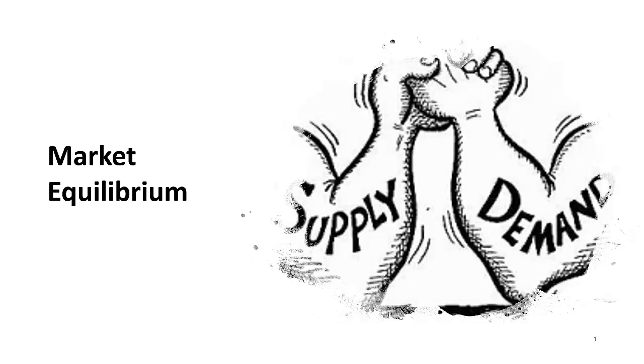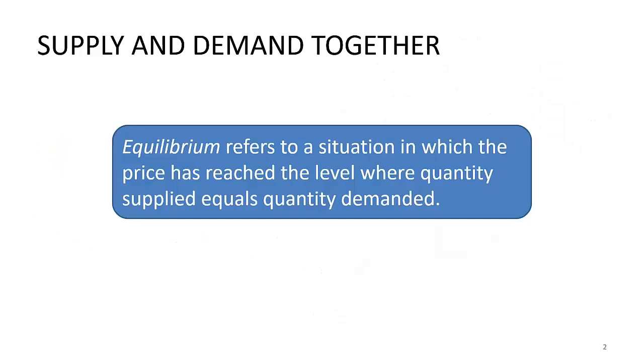And that leads us to a very important concept called the market equilibrium. So often you hear the term equilibrium in the market. What does this mean? What does market equilibrium signify? So let's try to understand it. So equilibrium refers to a situation in which the price has reached a level where quantity supplied equals quantity demanded. That means price is at a level where nobody wants to buy anything extra, nobody wants to sell anything extra. That means it's kind of a stable point, and that's called equilibrium.